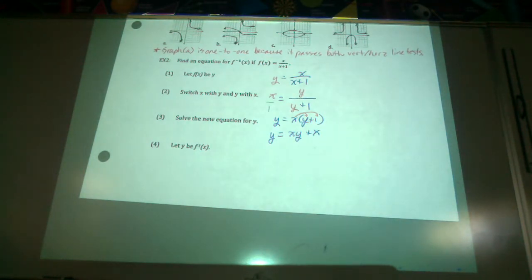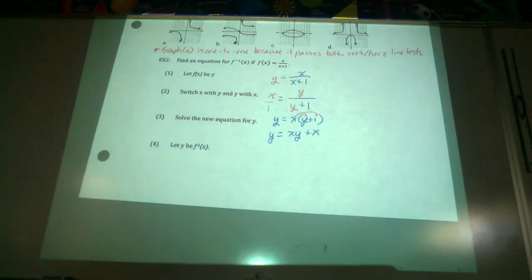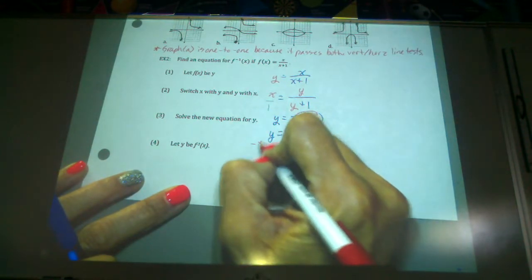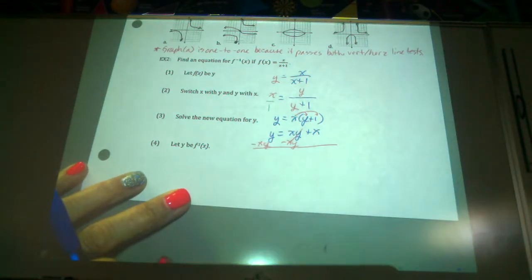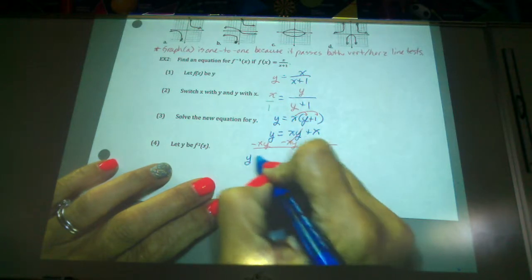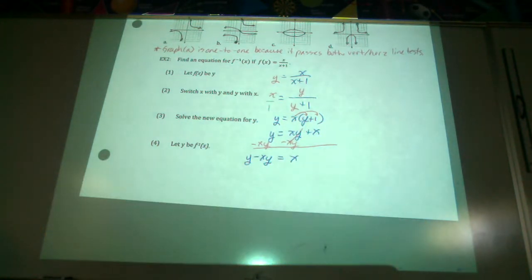To solve for y, I have to have all the terms that have y in it on one side by themselves. Every other term that doesn't have a y goes on the other side. So xy has a y, I want to move it to the left with the other y. So I'm going to subtract an xy. Xy and y are not like terms, so you can't really combine them. But if I were you, I would write the positive one first, y minus xy equals x.